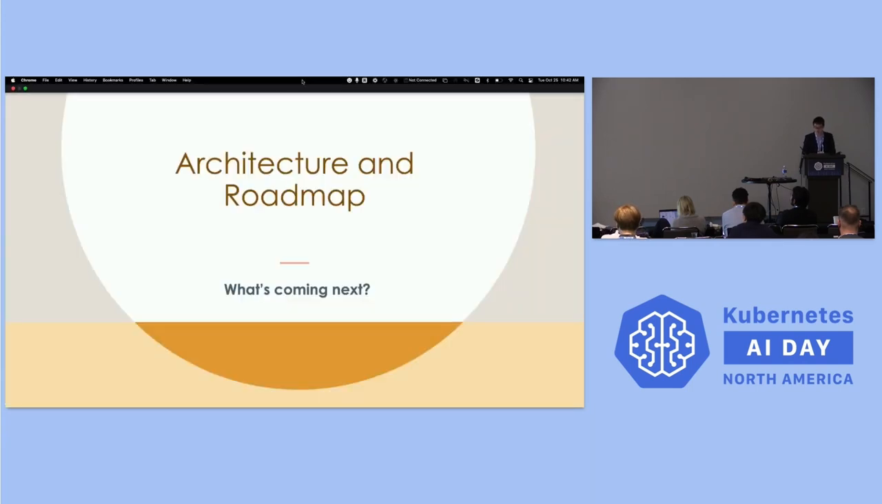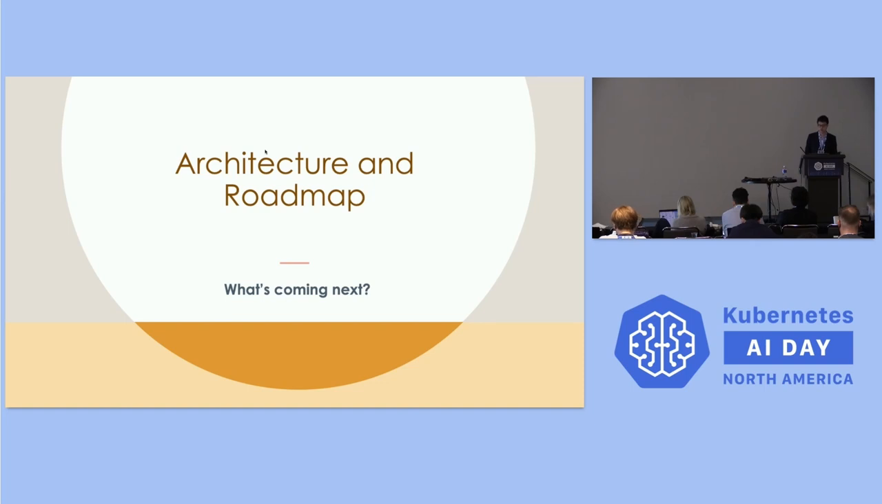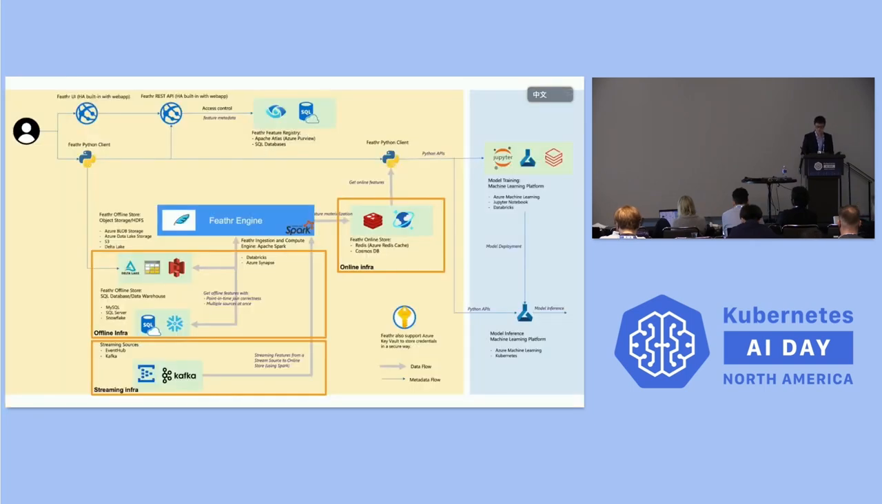So next I will talk about architecture and roadmap. This is the end-to-end workflow for the Azure integration. On the left top side are the AI engineers or data scientists that come in. Usually they will start by interacting with the UI to understand what features have already been created in the system. This is powered by a RESTful API, with Purview and SQL as the data backends. And we have a Feathr Python client to help you create, manage, and define feature definitions.